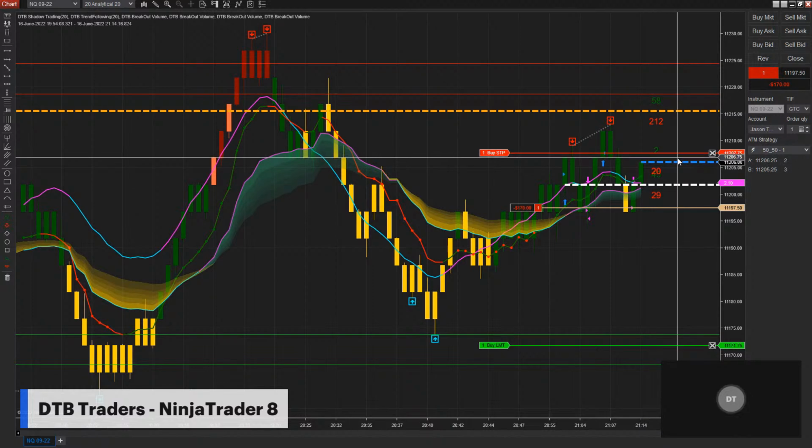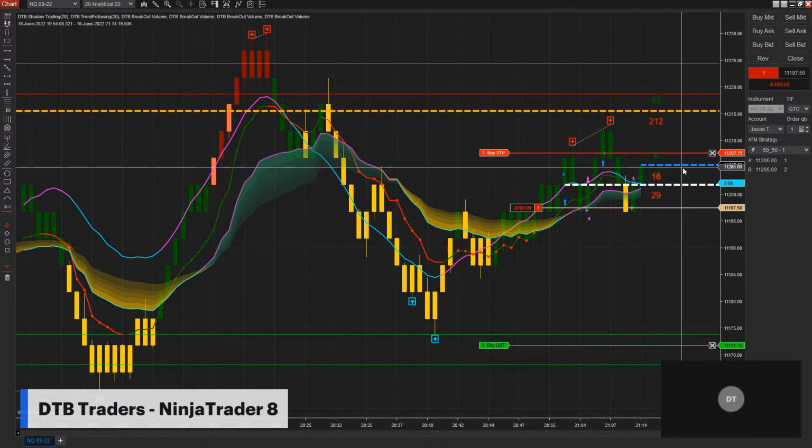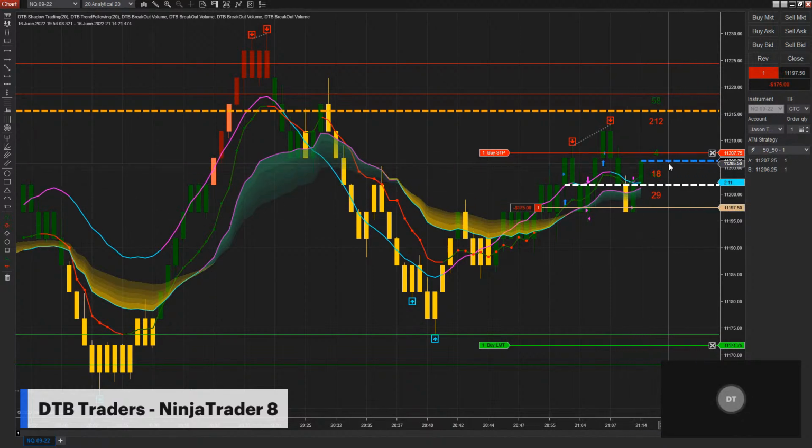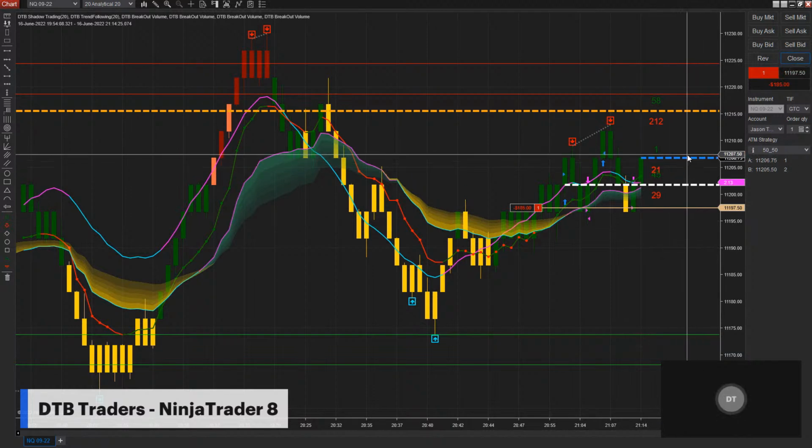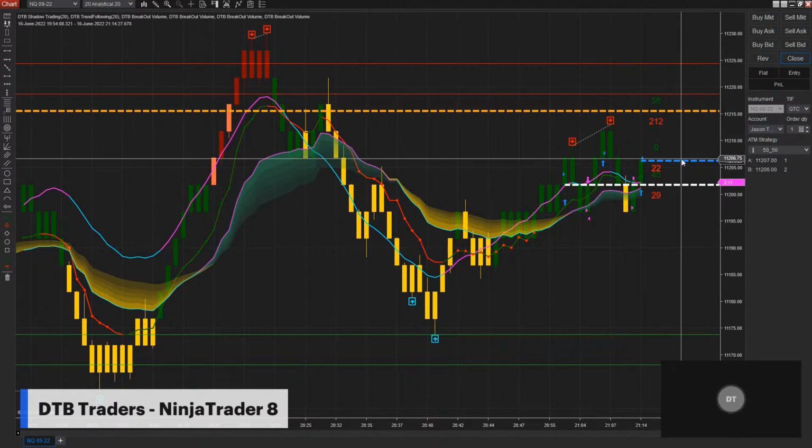This one looks like, unfortunately, we had a small false little breakout to the downside. Again, it's probably a situation where I'm going to close this position.